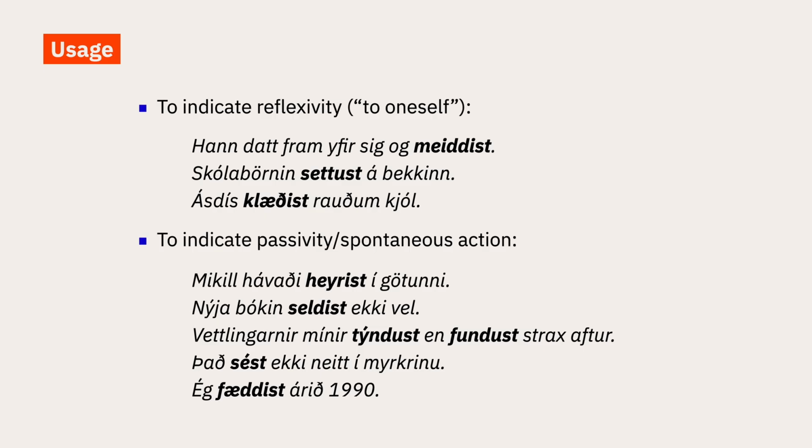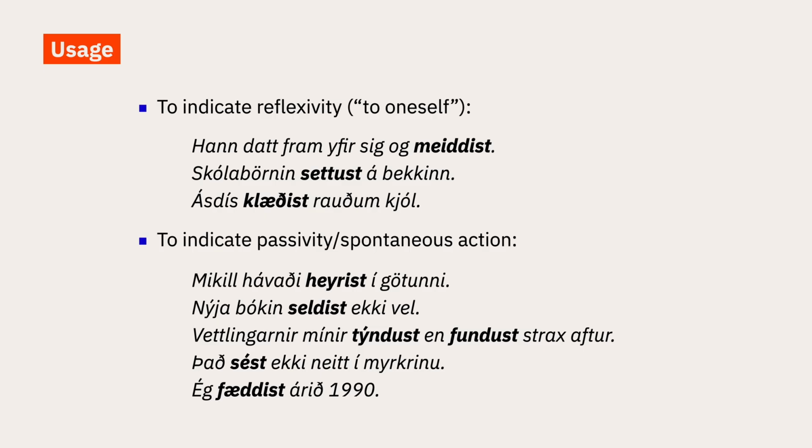Next example is similar to the first one. Það sést ekki neitt í myrkrinu. We can't really translate it word for word because we just don't have this grammatical structure in English. The gloss would be something like you can't see anything in the dark.